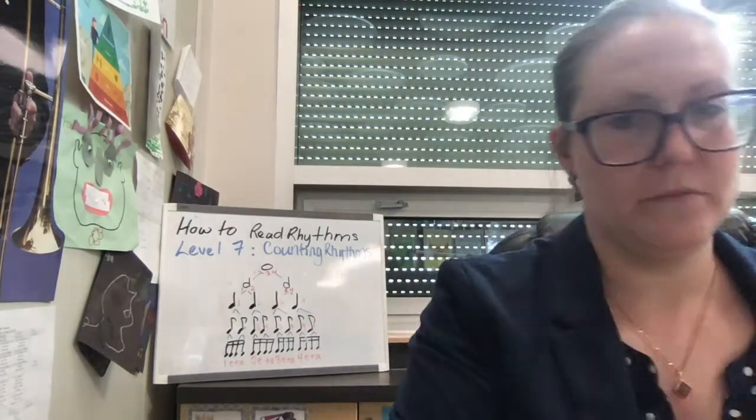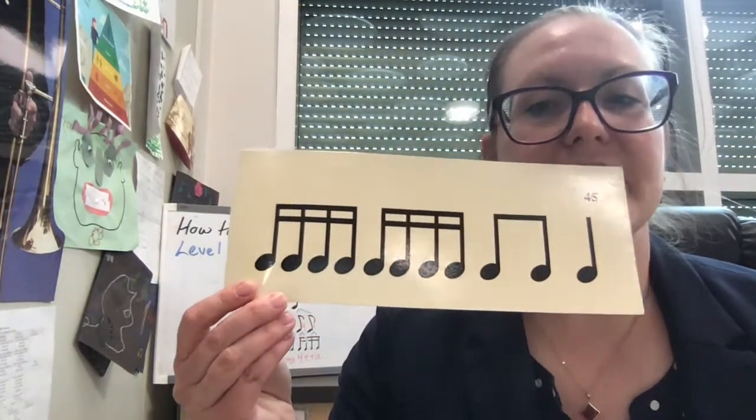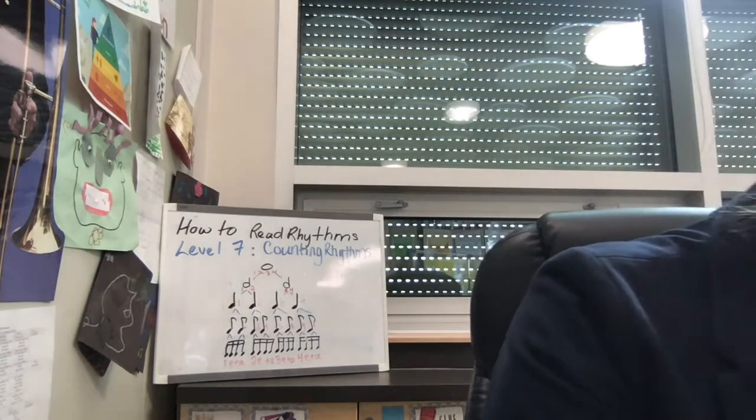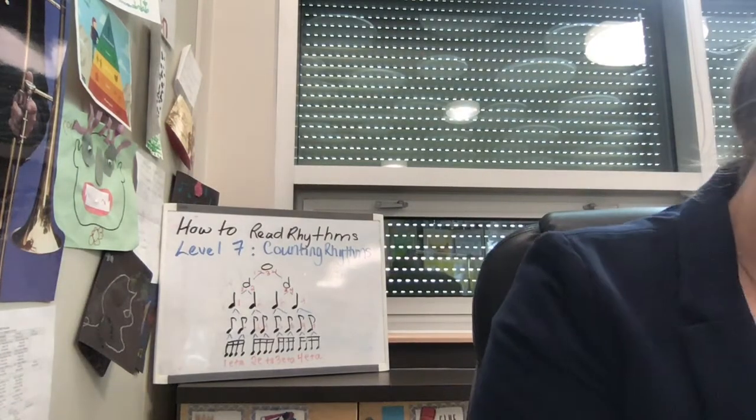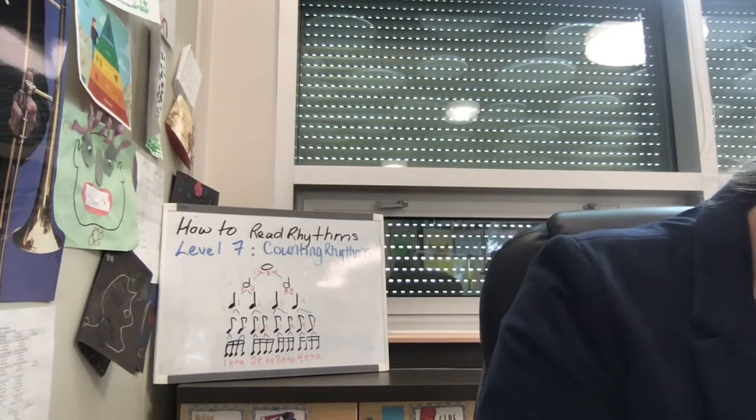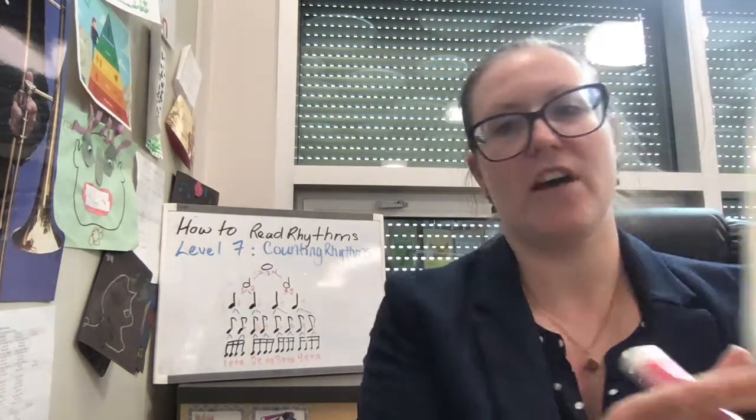So, next one. Ticka ticka, ticka ticka, tee tee ta. We look for the beats. A ticka ticka is a beat. A ticka ticka is a beat. I mark how many beats left to right, and I've got 4 beats.